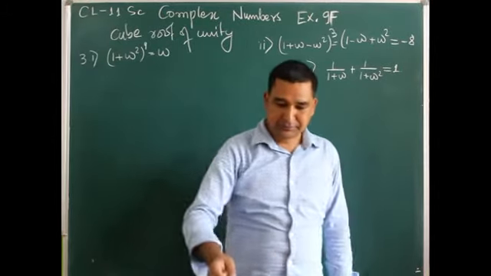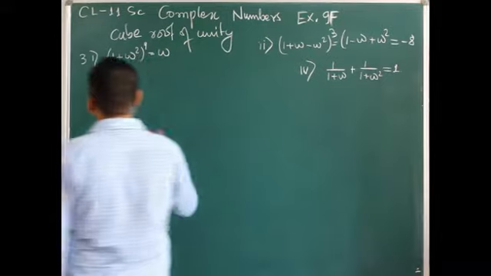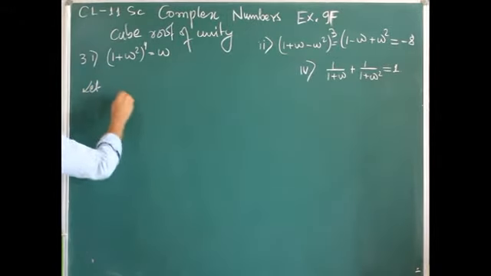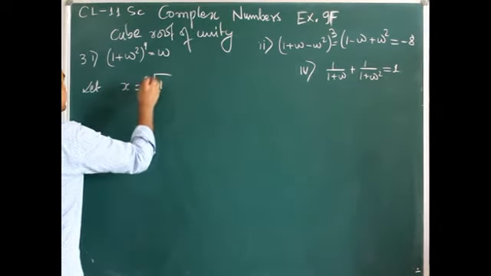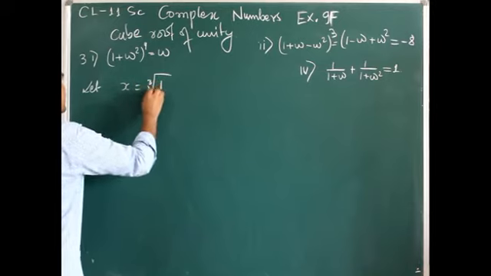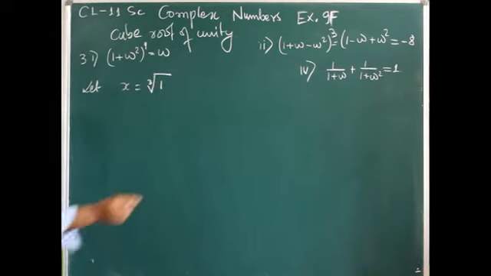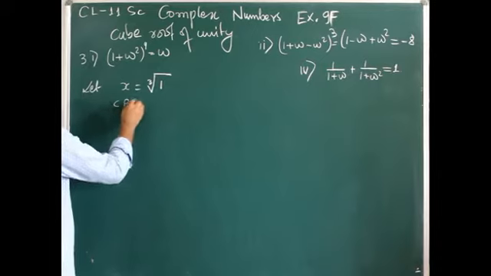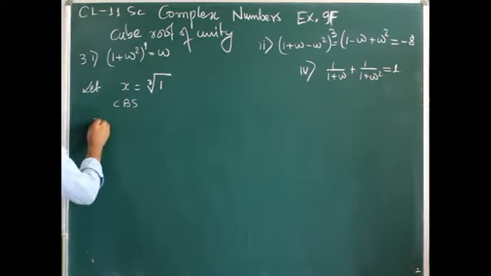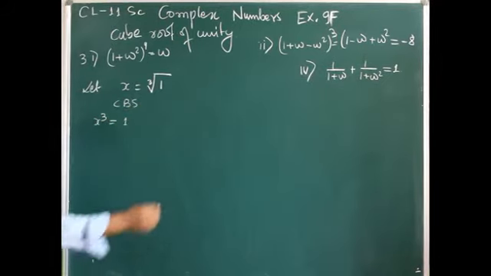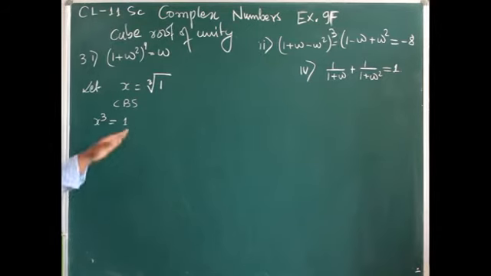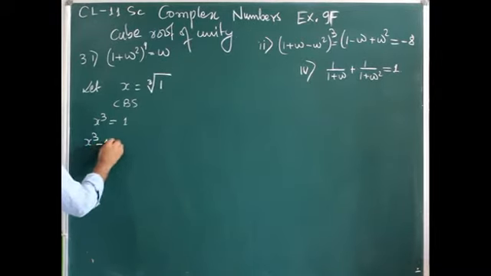Okay. Now let's consider the cube root of unity. Let x equal the cube root of 1. This is the symbol for the cube root of 1. Okay. Now cubing both sides, that means x cube, and the cube root and cube get cancelled, giving 1. Okay. Now we'll take this 1 to the left side, that is x cube minus 1 equals 0.